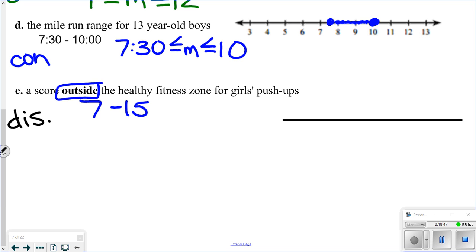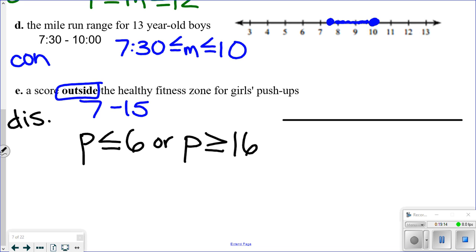So what's a score outside? If we can do 7 to 15, what's less than 7? Good. Our push-ups can be any less than or equal to 6, because 7 counts. Or our push-ups can be anything that's greater than or equal to 16, because 15 counts.